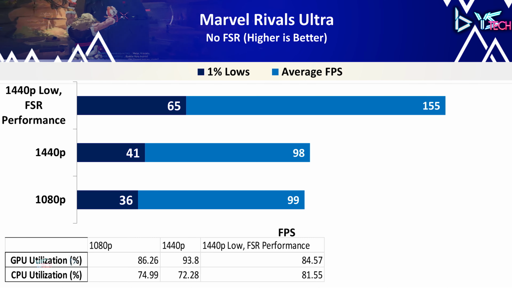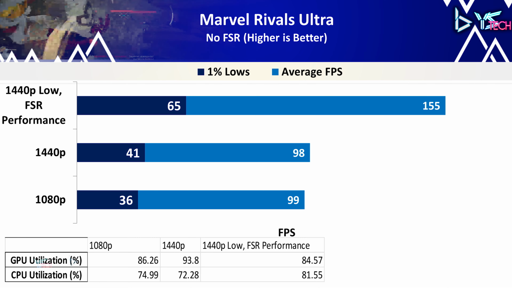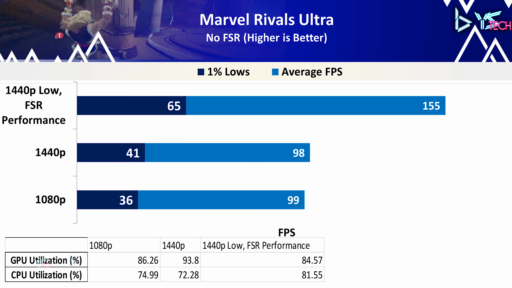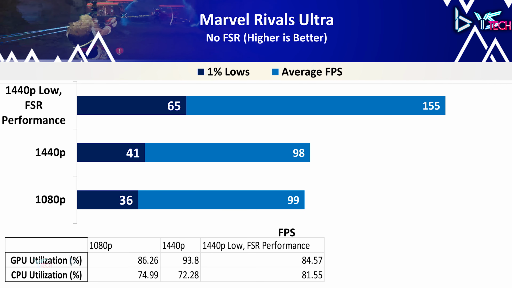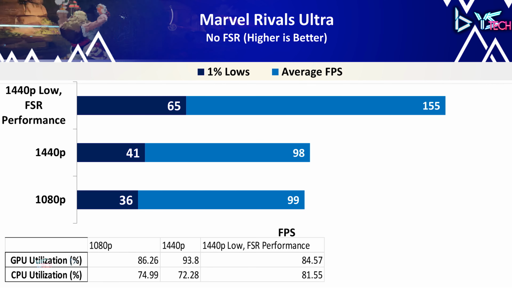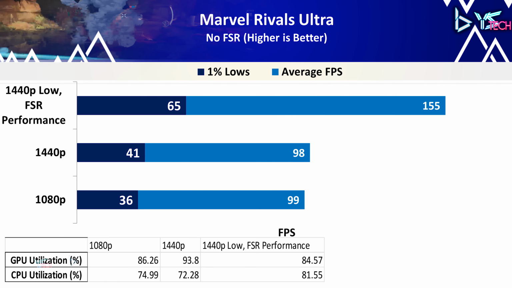We can see that our GPU utilization rate is still pretty high at 84.57%, and the CPU utilization rate is still 81.55%, which is an increase over the normal 1080p and 1440p ultra CPU utilization rates.